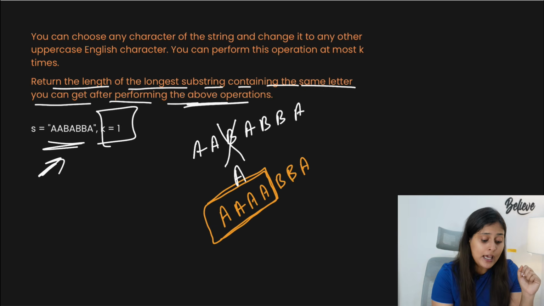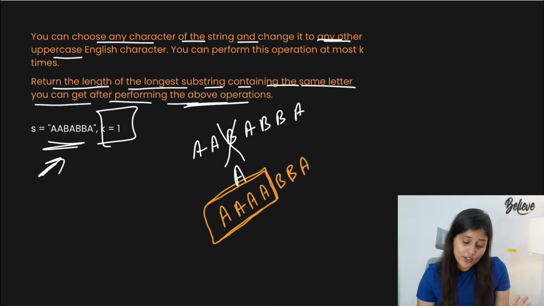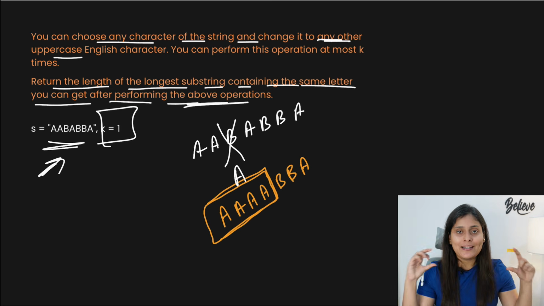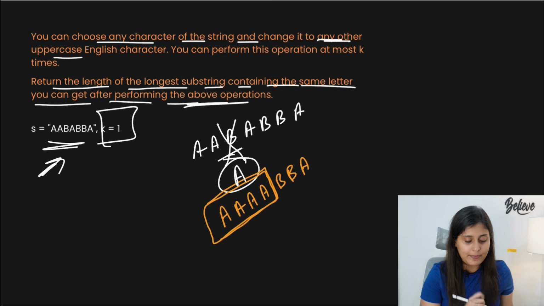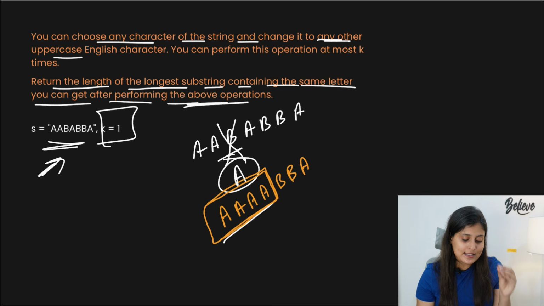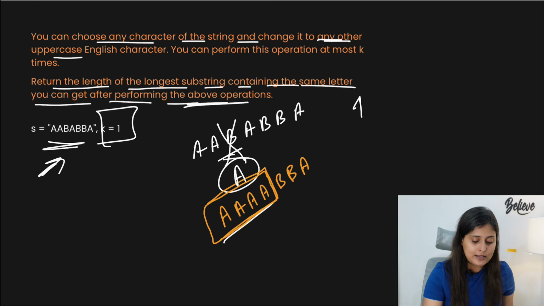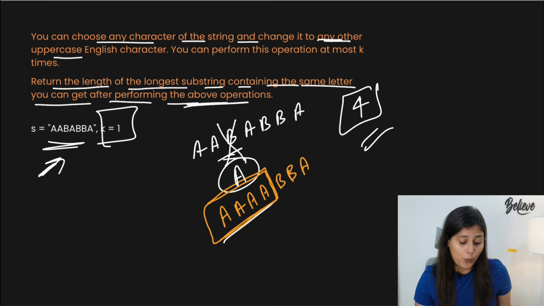And the operation is you can choose any character of the string and change it to any uppercase character you want, such that the maximum length of the subarray contains the same character, which we did here. We removed B, we replaced it with A, and we got A four times, and this is what we will get as an answer, that the maximum length is 4. Okay, so what can be the approach here?